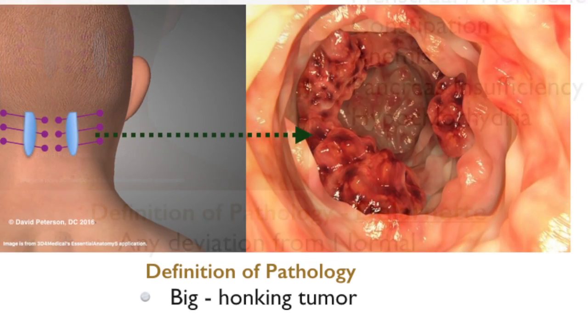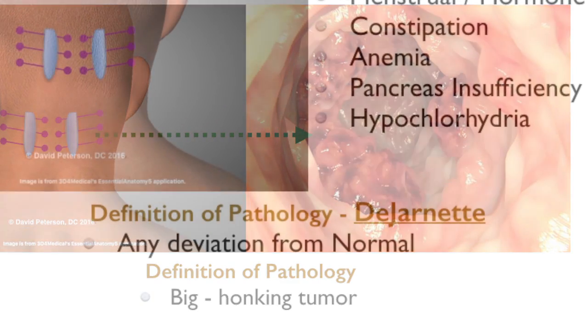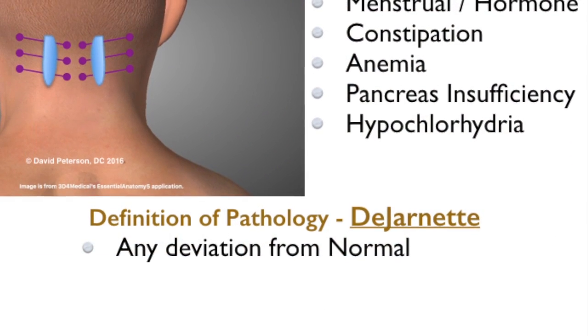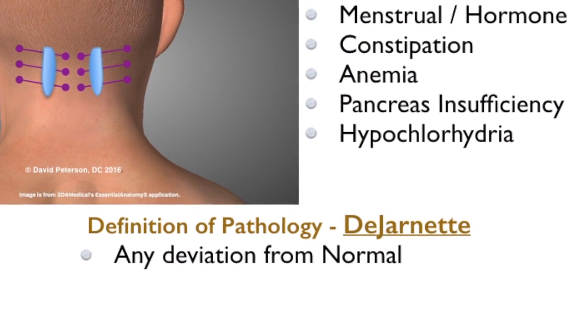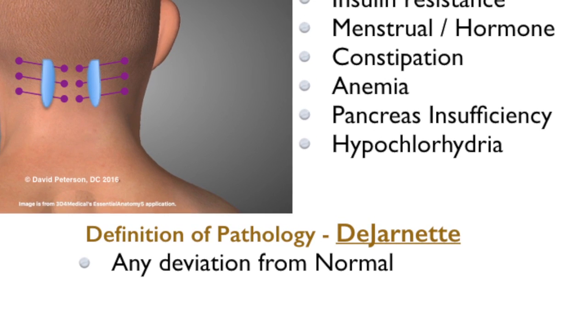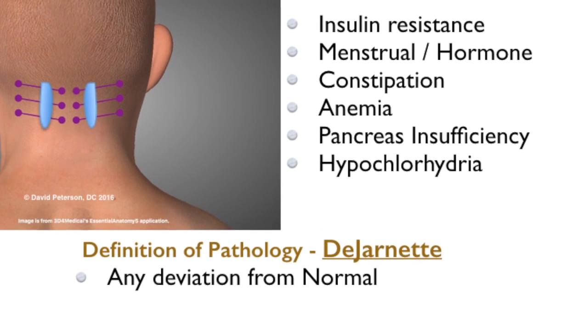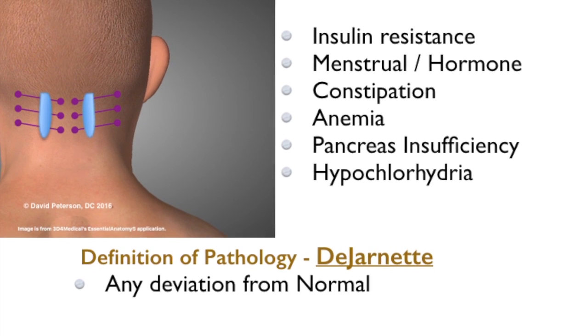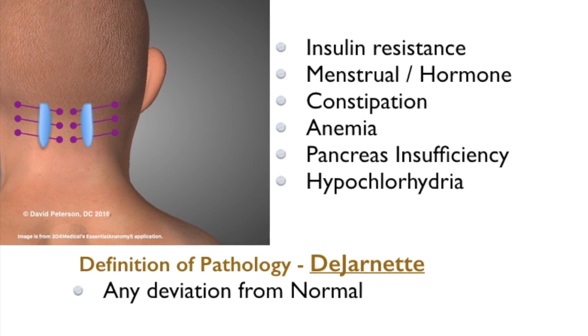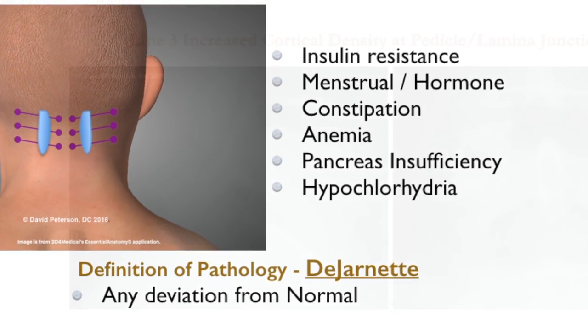The first being his definition of pathology as any deviation from normal function, which is a far cry from big honkin' tumor. Using his definition, conditions such as Hashimoto's, insulin resistance, menstrual or hormone issues, constipation, anemia, pancreas insufficiency, or hypochlorhydria would be considered pathology, as the body loses the ability to compensate for this condition.